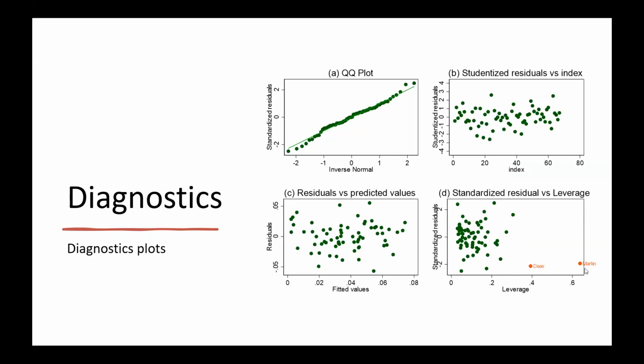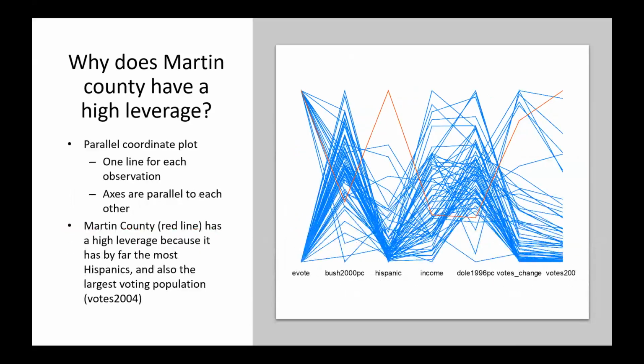Now, leverage means it's unusual in X, right? It has nothing to do with Y. When we have a high leverage observation, then we look at why is it high leverage. So here is a parallel coordinate plot. In a typical scatter plot, we have 2 axes, and the 2 axes are orthogonal to each other. Here we have more than 2 axes, and they are parallel to each other.